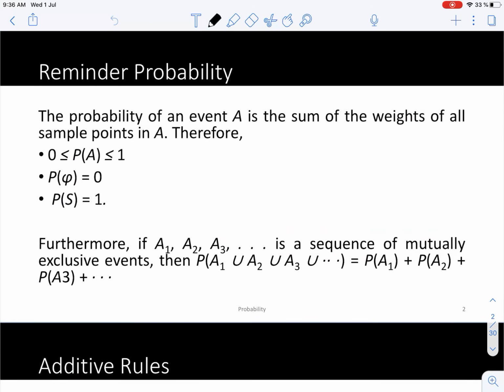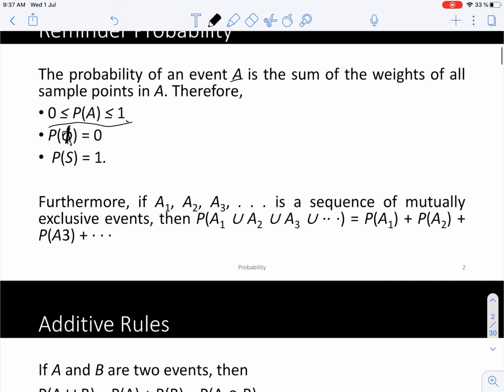As a reminder, if we have an event A, the probability of that event will be between 0 and 1. It's not possible to have a negative probability or a probability greater than 1. If we have an empty set, phi, then the probability is equal to 0. If we have the complete sample space, of course the probability is equal to 1. If we have multiple events, A1, A2, and A3, and they are mutually exclusive, the probability of the union is just the sum of the individual probabilities.